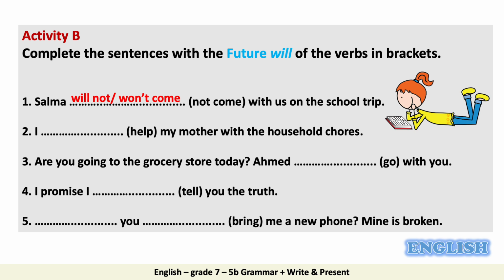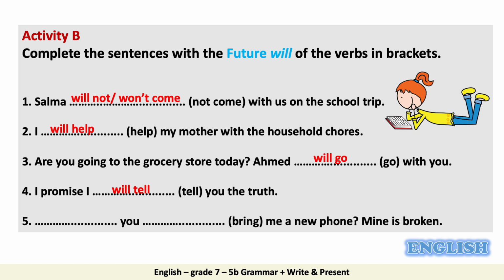In the second sentence, we have an affirmative sentence, so we will simply use will followed by the base form of the main verb. The sentence will be as follows: I will help my mother with the household chores. Same applies for sentences 3 and 4. Sentence 3: Are you going to the grocery store today? Ahmed will go with you. And in sentence 4, I promise I will tell the truth.